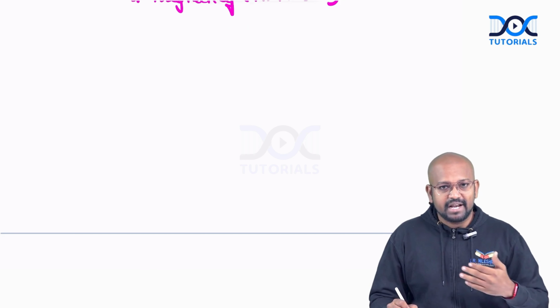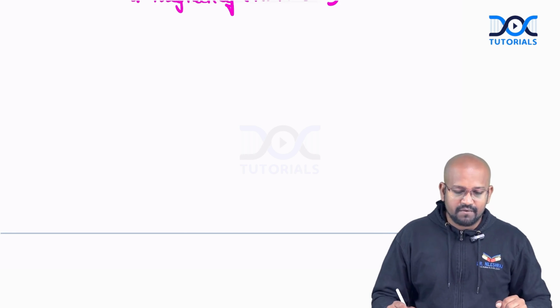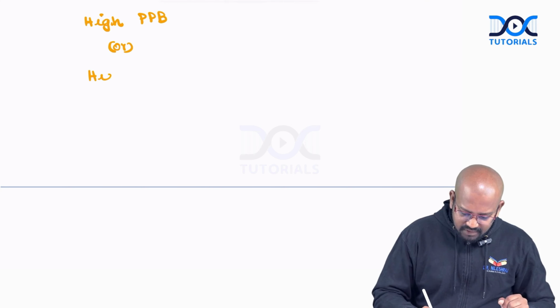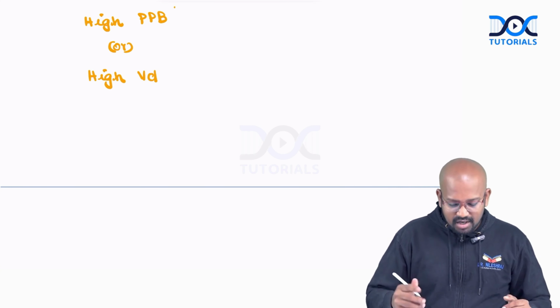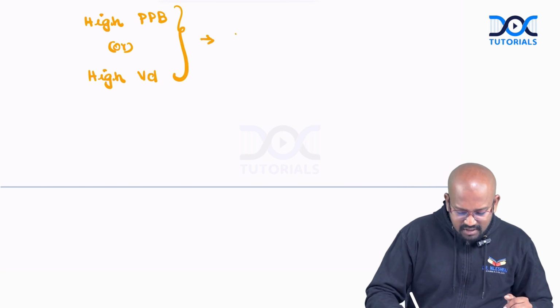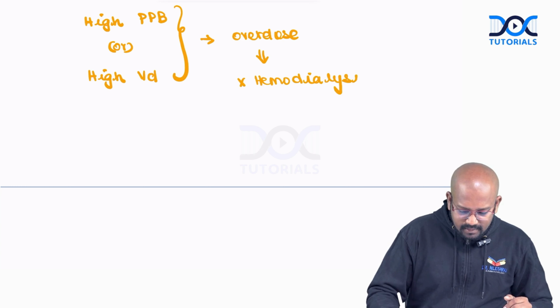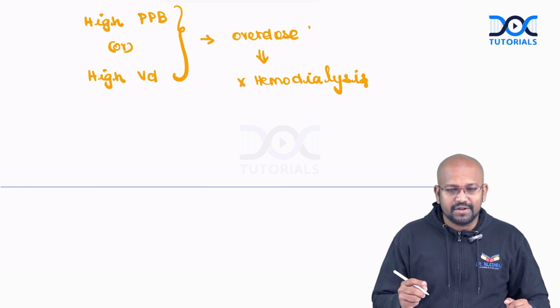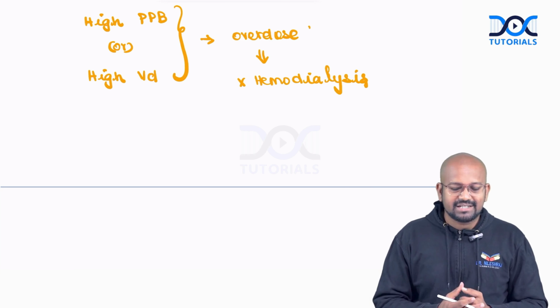Okay, sir. What is the clinical implication of knowing about this PPB or high volume of distribution? Understand this. Be it a drug with high plasma protein binding, or a drug with high volume of distribution, if the patient lands up in overdose of that particular drug, I cannot do hemodialysis. Hemodialysis is going to be ineffective in those cases. And why is that? It's a simple logic.